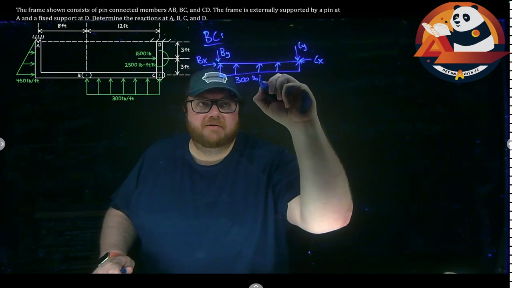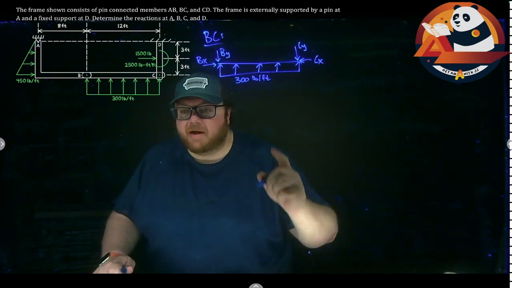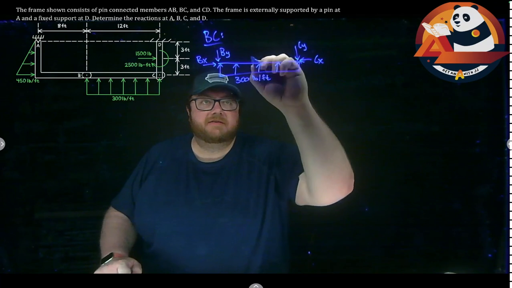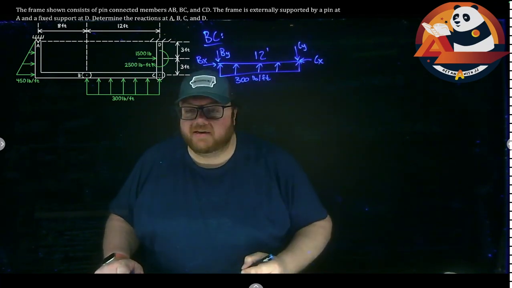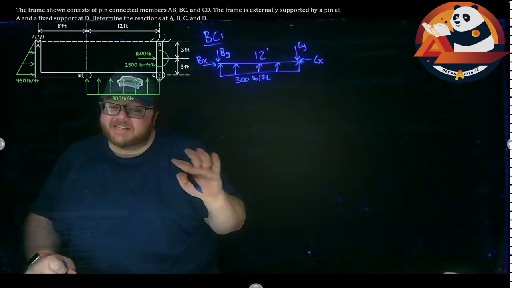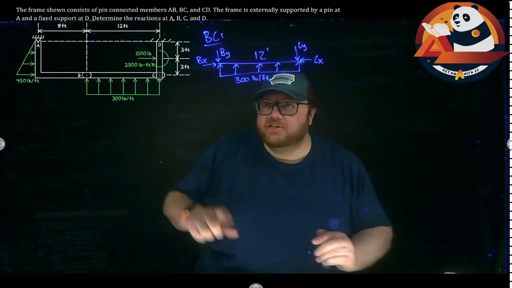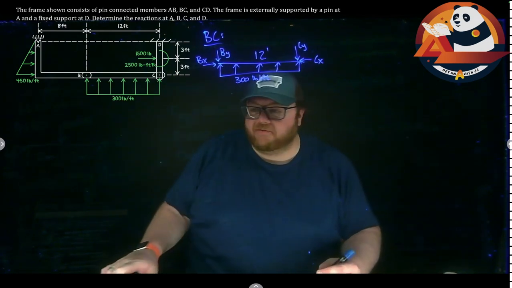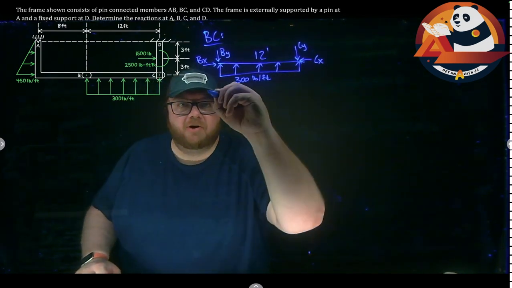300 pounds per foot, and my width here is 12 feet. Again, 4 unknowns. I can't get everything here, but I should be able to get BY and CY out from that. So let's just start and do moments.